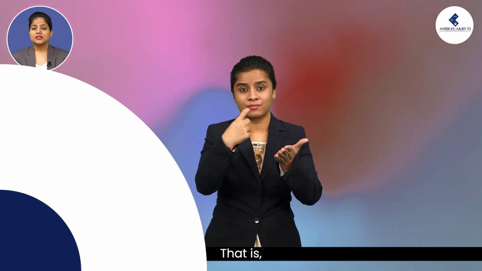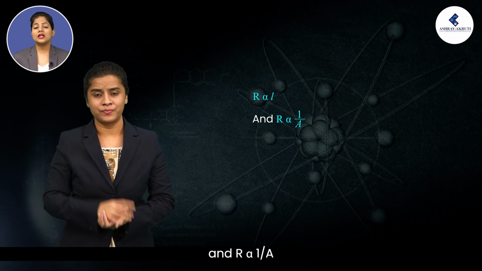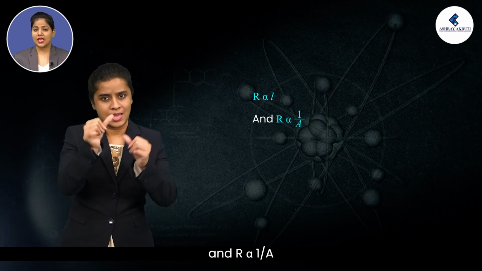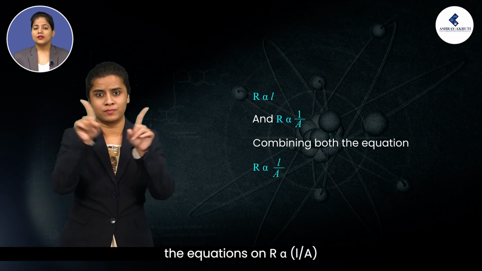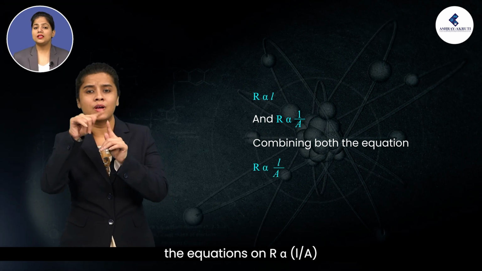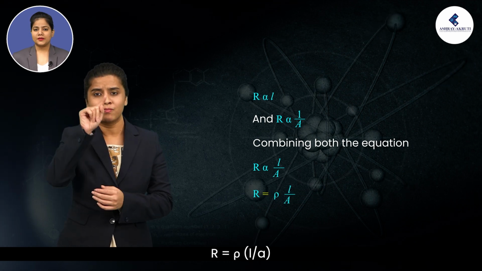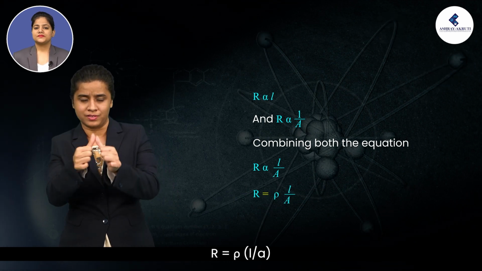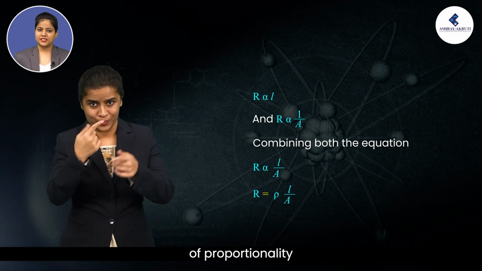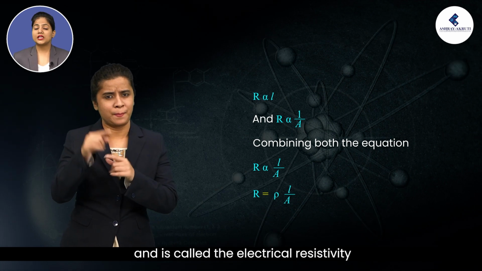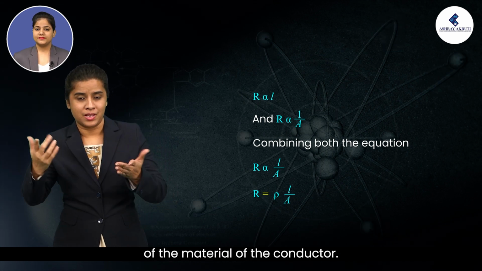That is, R directly proportional to L and R directly proportional to 1 by A. Combining both the equations, R directly proportional to L by A, R is equal to rho L by A, where rho is a constant of proportionality and is called the electrical resistivity of the material of the conductor.